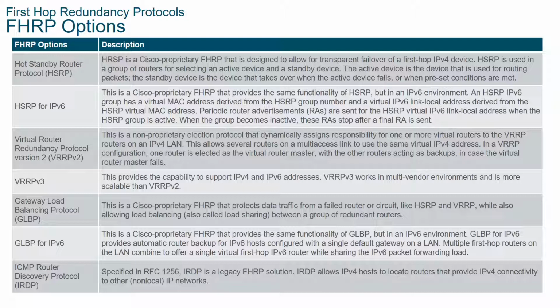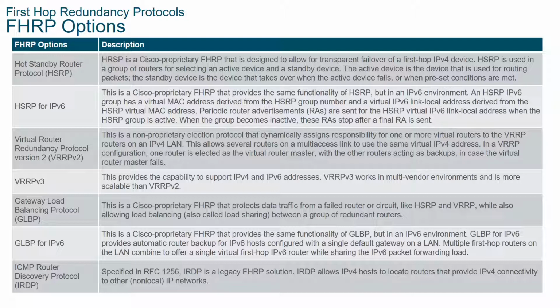VRRP version 3. This provides the capability to support IP version 4 and IP version 6 addresses. VRRP version 3 works in multi-vendor environments and is more scalable than VRRP version 2.